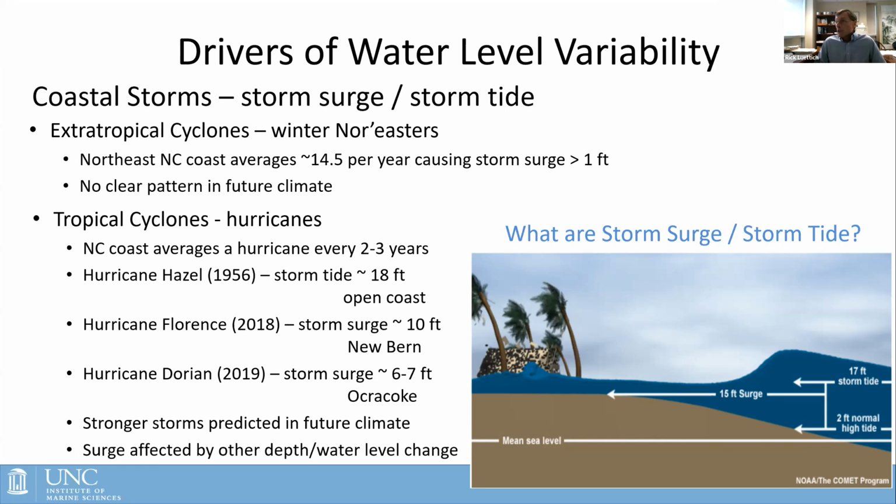We get storm surge and thus storm tides from extratropical winter-type nor'easters. We had one last weekend, and I think we are due for another one this evening. Those can certainly impact the areas. A recent study done by colleagues at ECU, I believe, showed an average of about 14.5 of these extratropical storms or nor'easters that have caused storm surge of greater than a foot. And so we deal with those.